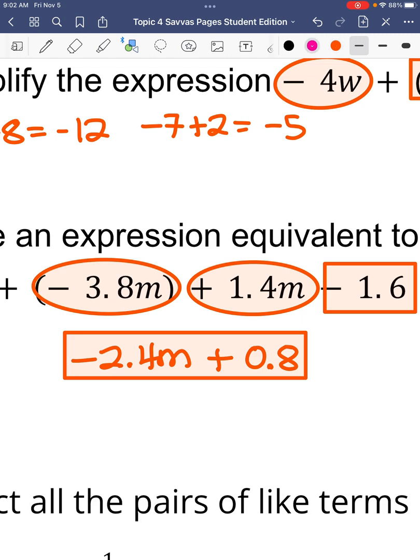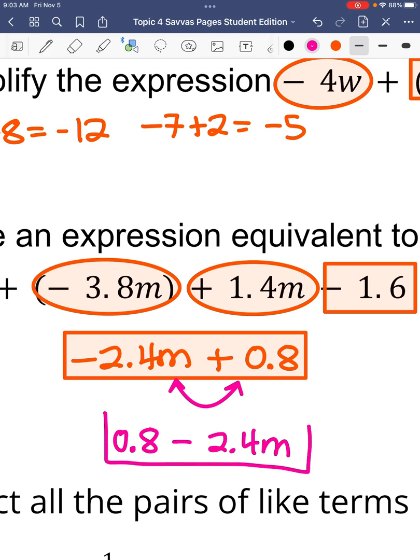But real quick, I want to talk about, would it be the same thing if I had flip-flopped these terms? That means I would have written 0.8 in front and 2.4m behind that. Yeah, it would be the exact same answer. It would just look like this, 0.8 out in front, and then minus 2.4m. Because remember that 2.4m is negative, so I would have to subtract it, okay? So this right here is the same answer. So 0.8 minus 2.4m.